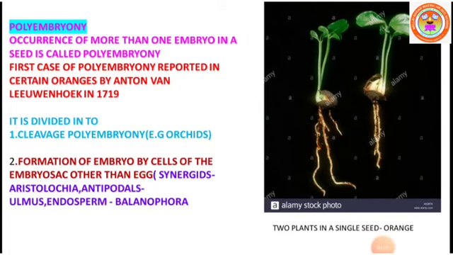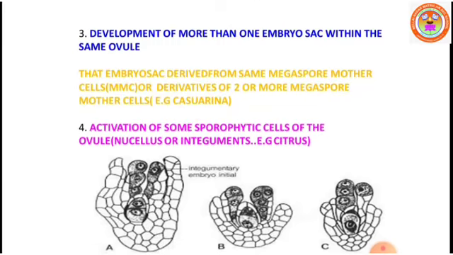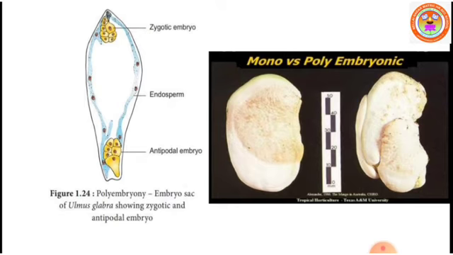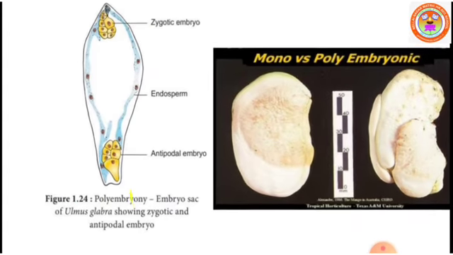Welcome back to the class. We are going to continue after apomixis with polyembryony. What is called embryony, children? It is nothing but the formation or development of an embryo in a seed. Normally one seed contains one embryo, but the occurrence of more than one embryo in a seed is called polyembryony. Observe this picture.